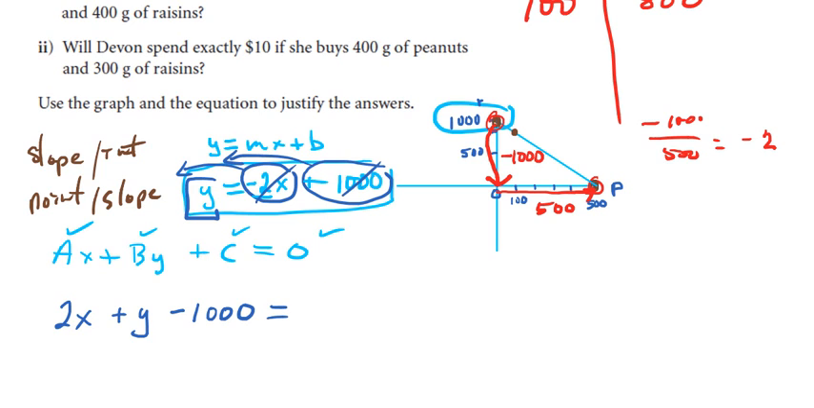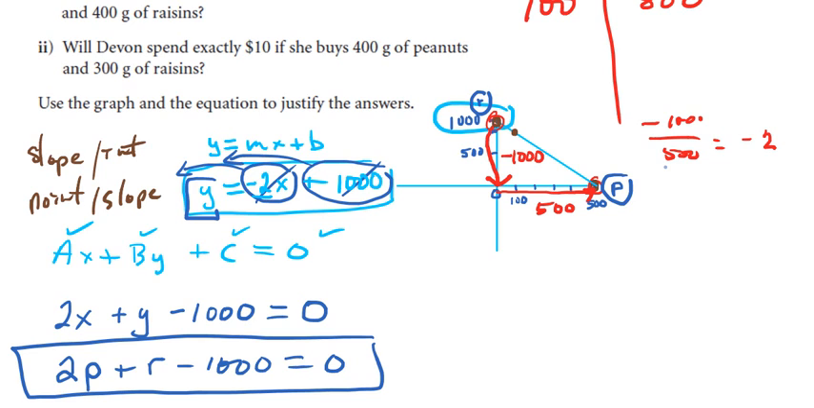Nothing is left over here on the right side, so that's why we put 0 there. Now, I was using x and y, but for this problem, what should we actually be using? Yep, so your final thing would be 2p plus r minus 1,000 equals 0, and that's your answer. I just kind of defaulted to y and x there.